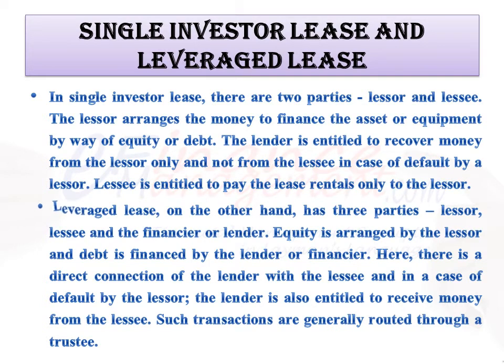Leveraged lease, on the other hand, has three parties, lessor, lessee, and the financier or lender. Equity is arranged by the lessor and debt is financed by the lender or financier. Here, there is a direct connection of the lender with the lessee, and in a case of default by the lessor, the lender is also entitled to receive money from the lessee. Such transactions are generally routed through a trustee.